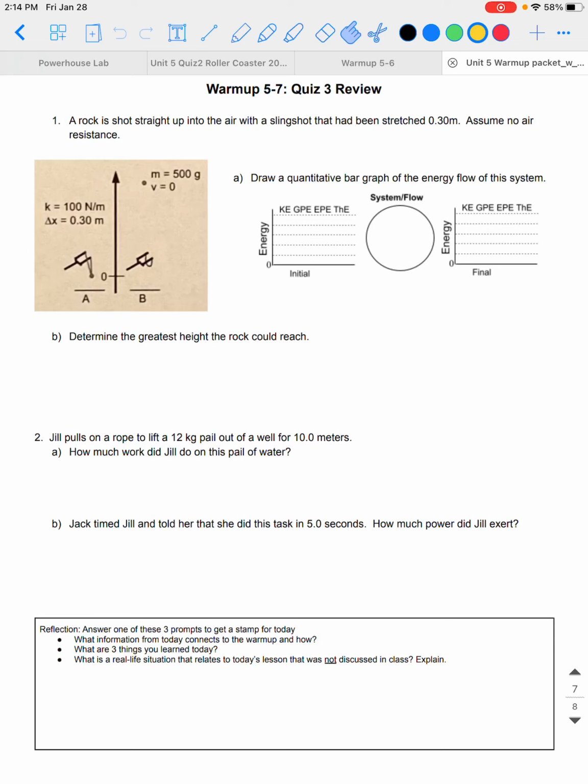Hi physics students, I'm going to walk you through the answer key for Warmup 5-7. This one is conservation of energy, where we've got a slingshot shooting a rock. So in this initial scenario, I'm going to make my system the rock and the slingshot.